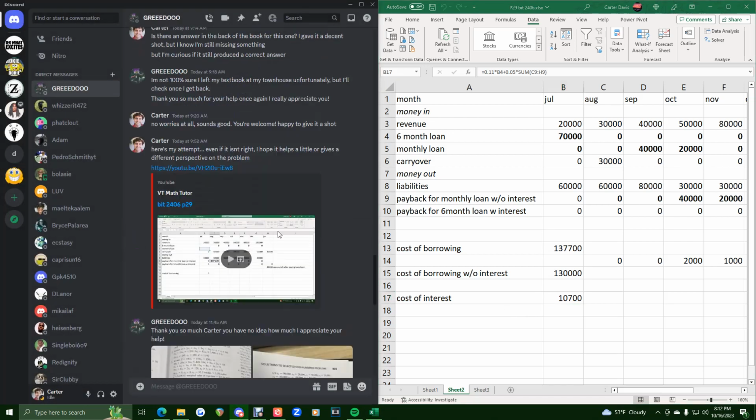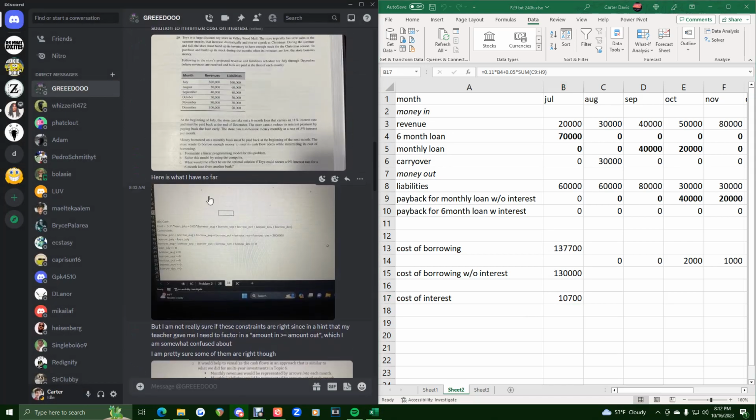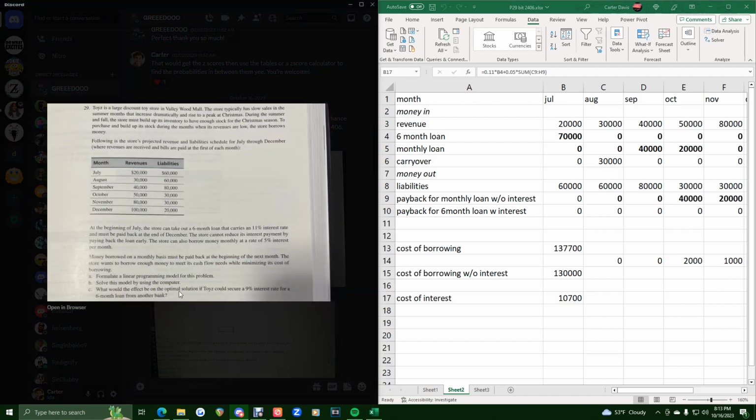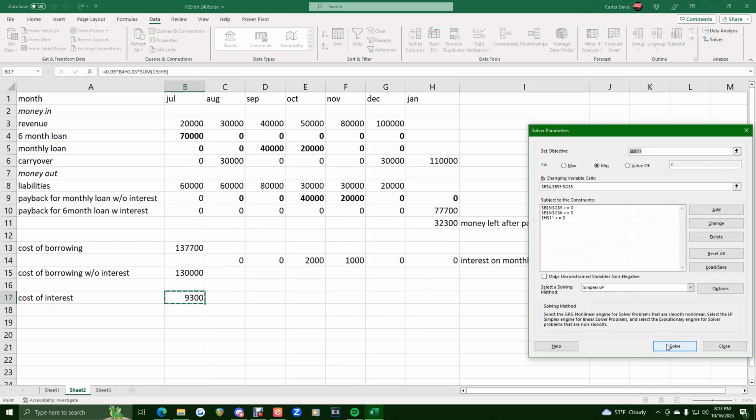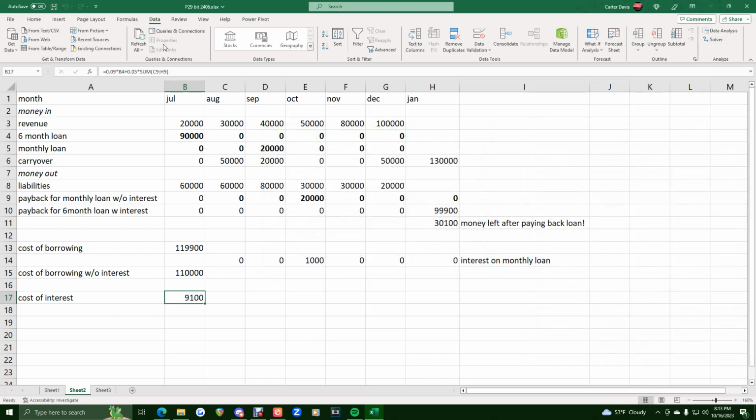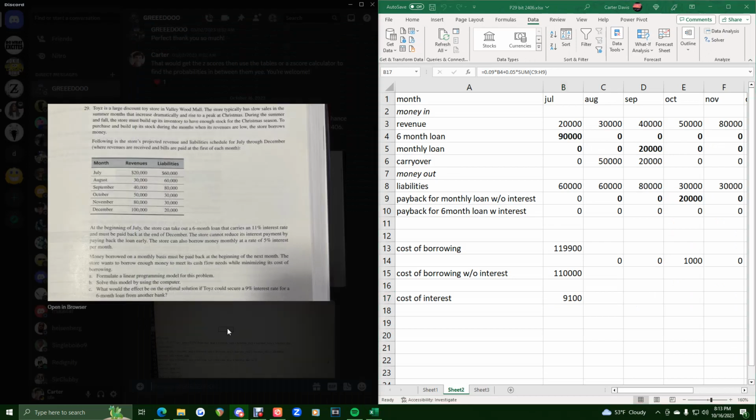I'm curious if we want to try to mess around with the last question. What would the effect on the optimal solution be if they could secure a 9% interest rate? So let's see if we just change this to 9%, if it would change it. So 0.09 in what we're minimizing here, minimizing the cost, right? It went ahead and automatically changed it. Let's see if we actually run the solver again, if it changes it for real. So it says 9,100. Let's see if that matches.